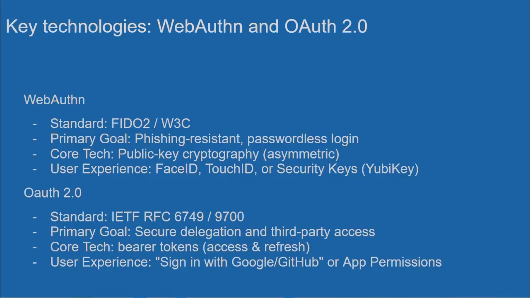OAuth 2.0 handles permissions, so authorization, the primary goal being secure delegation and third-party access. This is what lets you, for example, sign in for a new website or to use a new service and just sign in with your Google or GitHub login instead of having to create a new account, create a new password, and then keep track of those.